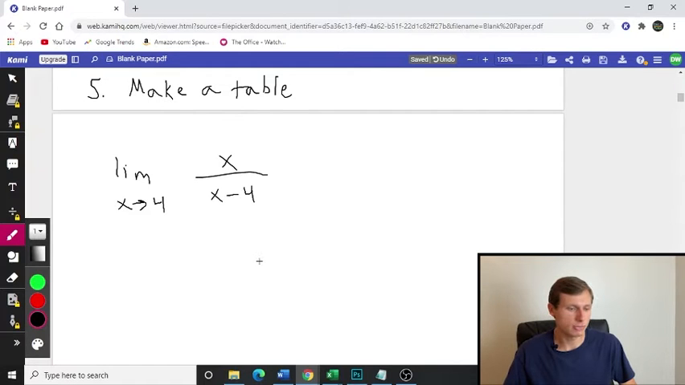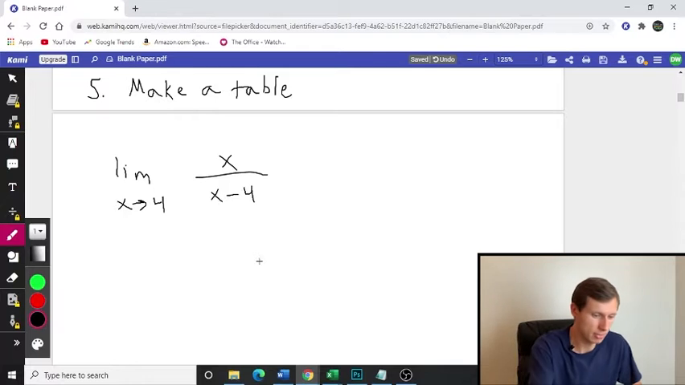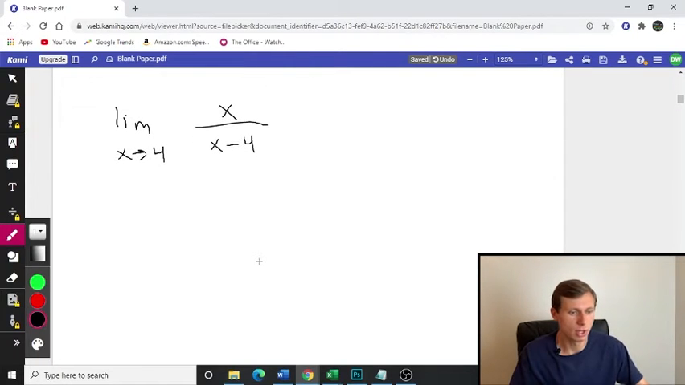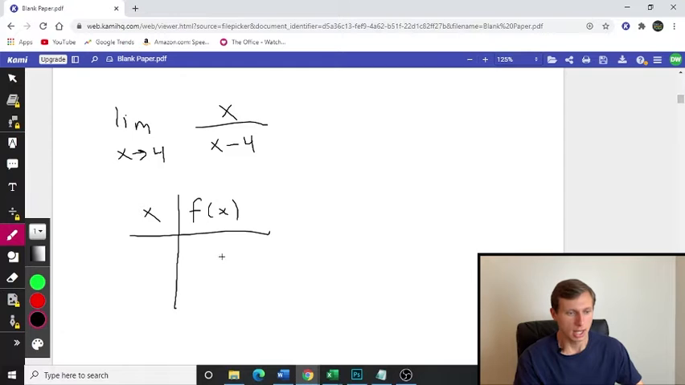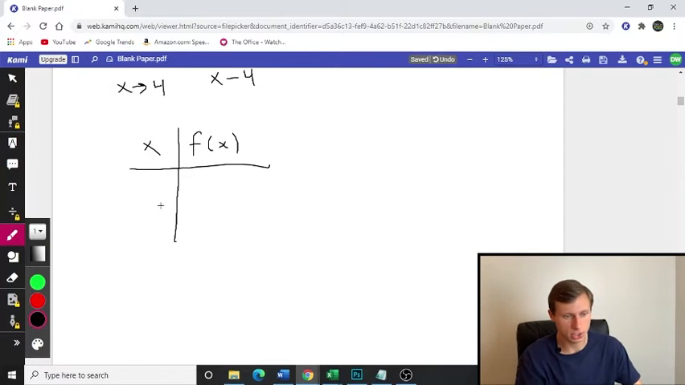So now we're kind of left at a crossroads of how we're going to solve it. And the answer is make a table. And specifically, we're going to make a table with values close to 4. So here's what I would recommend you do. I would say you have x, and then you have f of x, the y values. And I would choose numbers close to 4. So let's choose 2, 3, 4, 5, 6, and let's see what happens in each of those cases.